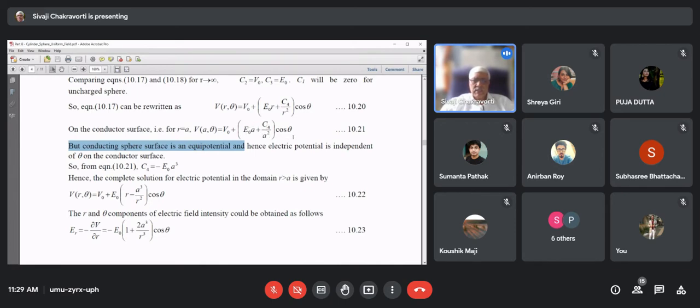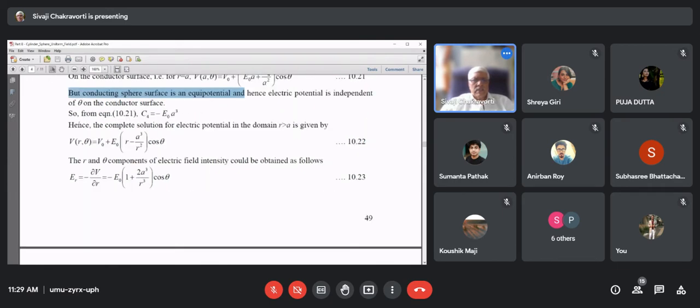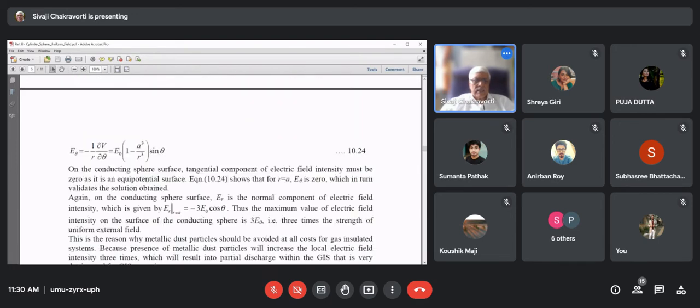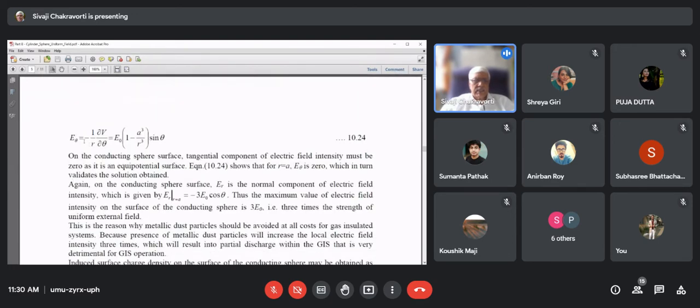And if you want now field intensity components, you take the first order derivative, that is minus del V del R, that will become ER. You take the first order derivative, that is minus 1 by R del V del theta. If it is spherical coordinates, it is not just minus del V del theta, it is minus 1 by R del V del theta. So this equation 10.24.